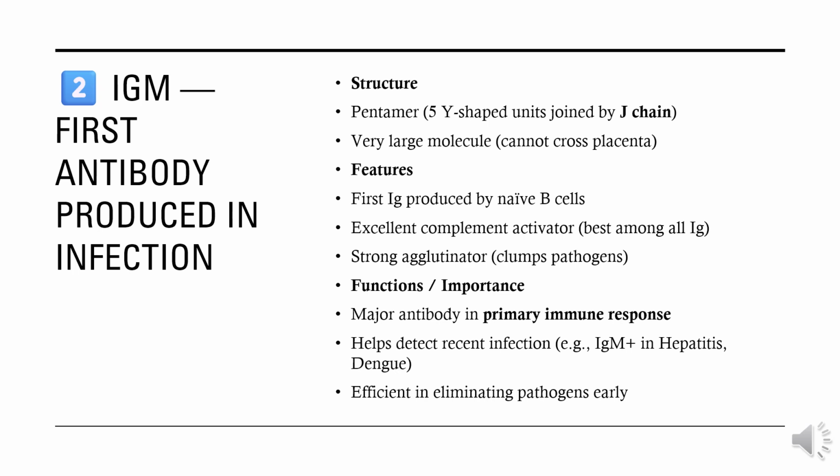As far as the features are concerned, this is the first antibody produced by the naive B cells. It is an excellent complement activator, and its role in the agglutination is very important. Its major function is to provide the primary immune response. It helps to detect recent infections, efficient in eliminating pathogens very early as the pathogens enter into the body. This is the first antibody which can encounter these invading pathogens.